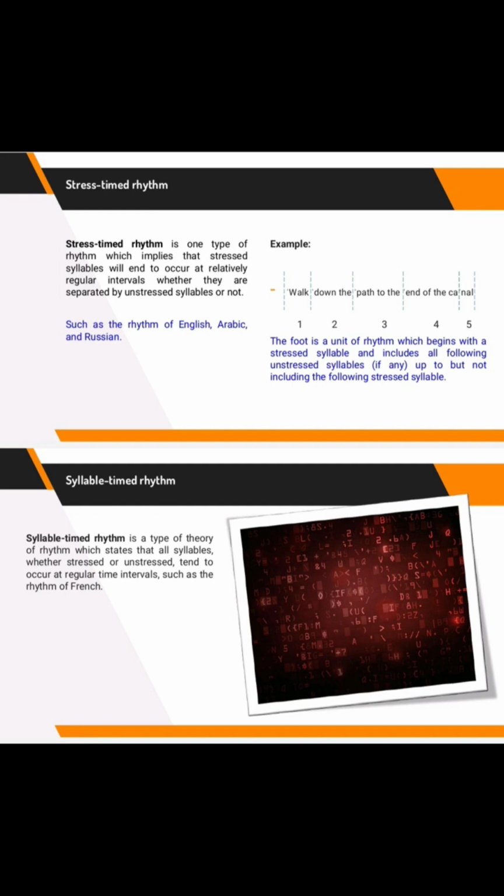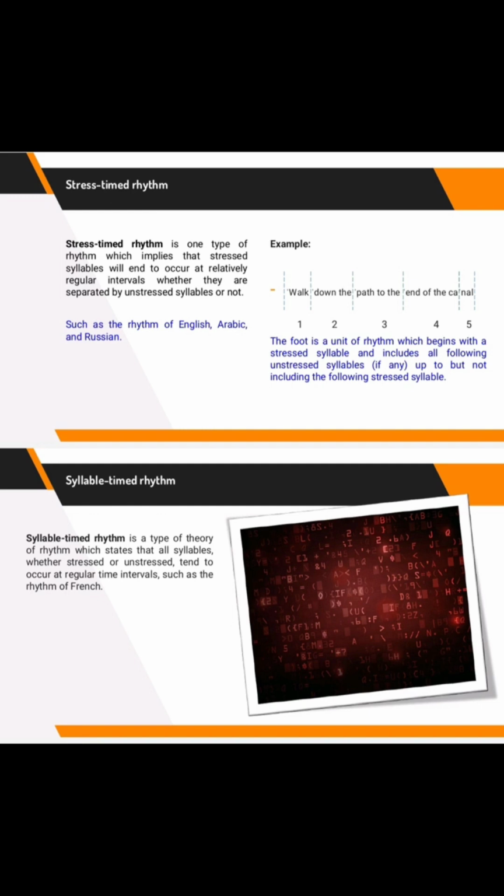So if you see the example, walk down the path to the end of the canal, you can see that walk is stressed. Then the next stressed syllable is down. It's not included in the first foot. The is unstressed. It's also included in the second foot, but path is stressed. It's not included. See, the rhythmical feet are separated by using dotted lines, not solid lines or dashed lines.